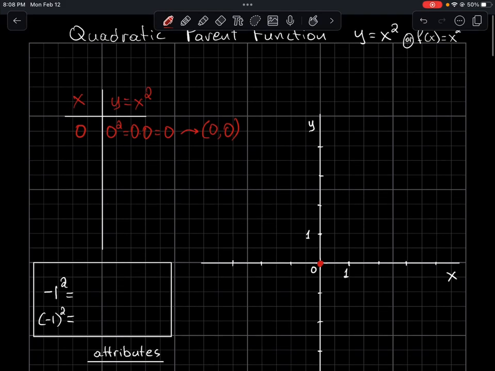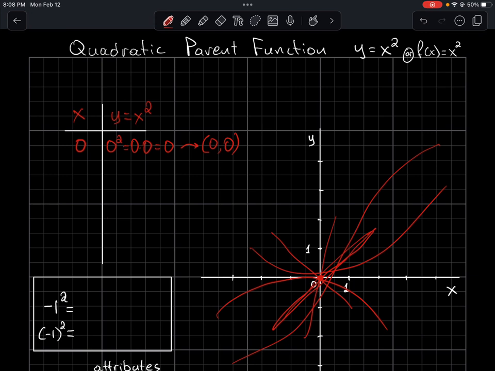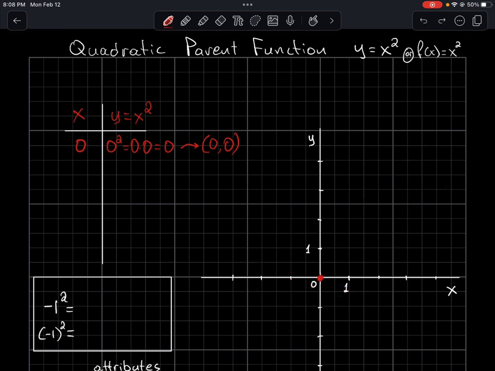Is that enough to help me do the graph of the parent function? No, because with one point I can't define a curve or a line or anything. The curve could be like this, like that, could be a curve like this or like that, or anything really, as long as it goes through that point. It doesn't narrow it down enough, so I'm going to use another point.